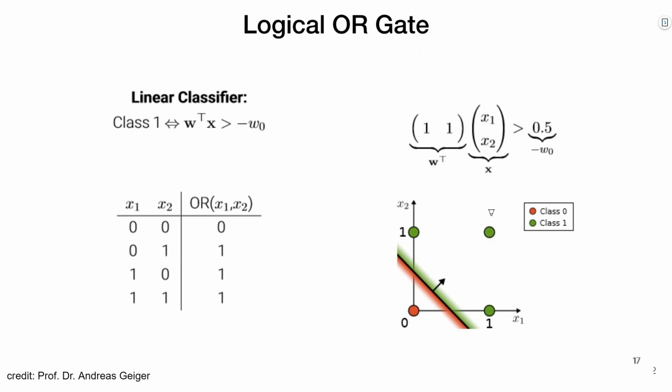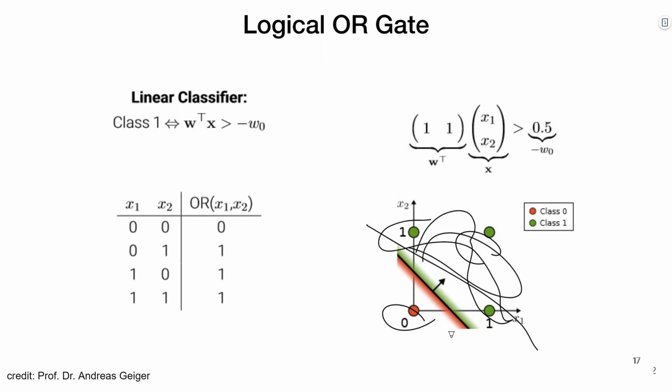You can also view this on this graph. You need to distinguish these 3 points, I'm bad at drawing, from this 1 point, and you can draw this line to distinguish these points from this point. And you can view this as this line, 1 times x1 plus 1 times x2, and compare this value: whether it is larger than, or equal to or smaller than 0.5.